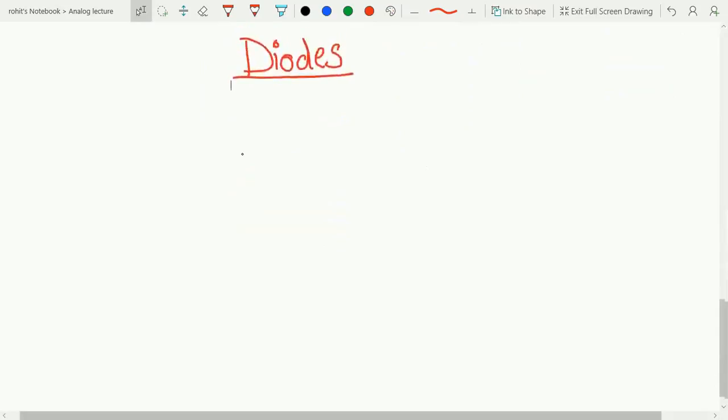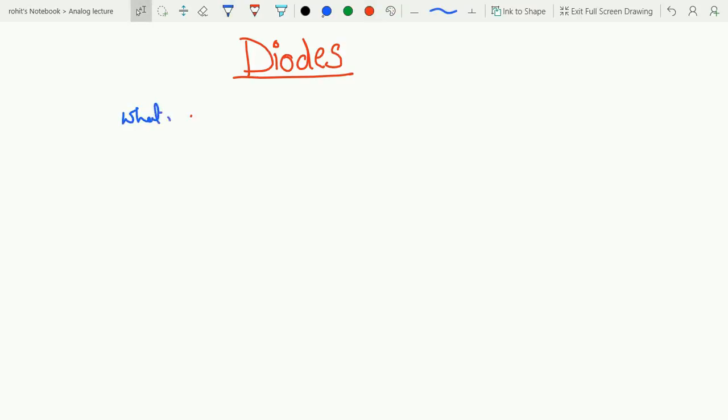So now let's start diodes. First of all we will see what a diode is. It's an electronic device. Its symbol is like this. So this is P and this is N. We will study its details in EDC, and here we will look at diodes according to the requirements of the circuit. So in this we have P and N.